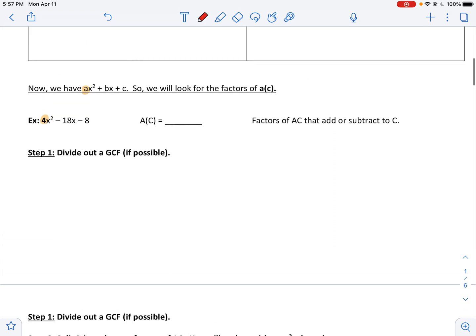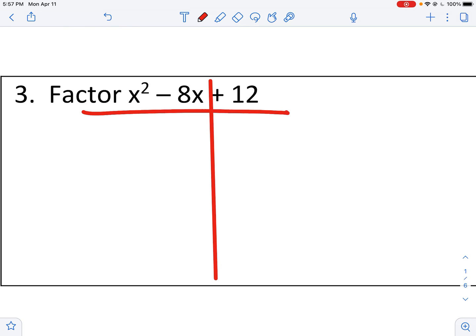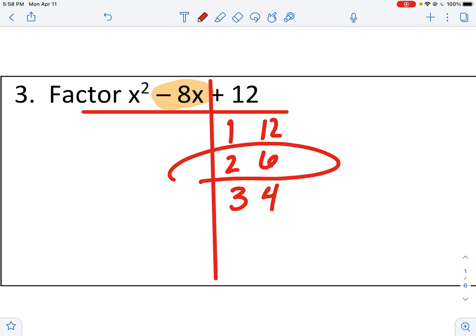So we're so used to seeing problems like this one, where I would split up my trinomial into the x terms and the constant, and I would figure out what two numbers multiply to the constant, so 1 and 12, 2 times 6, 3 times 4, and what pair adds or subtracts to a negative 8. So I see here that I need to add or subtract to a negative 8. Well, the two numbers I could add or subtract to 8 would be 2 and 6.